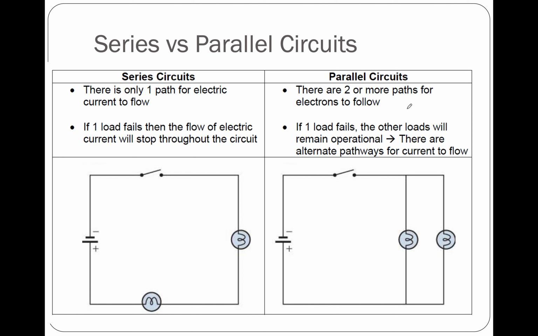So two more paths for electrons to follow, like we talked about. If one load fails, the other loads will remain operational. There are alternate pathways. So another way of putting that is, again, if this switch were closed, so electrons could flow, but then if this bulb were to be burnt out or disconnected, this bulb would still work fine because we have multiple options for directions for electrons to go.